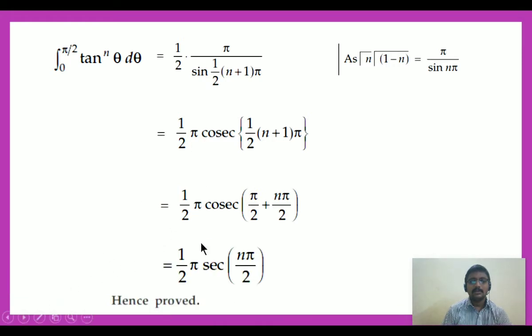So we will have cosecant of pi by 2 plus n pi by 2 is secant of n pi by 2, because the cosecant of pi by 2 plus theta is secant theta.